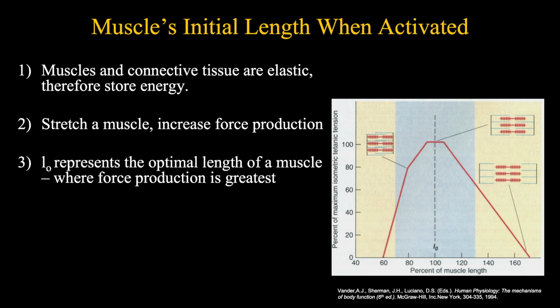Conversely, at about 170% of resting muscle length, there's zero force production. Why? Because the actin and myosin filaments aren't in contact with each other. So there is no opportunity for the myosin head to attach to the active sites on the actin filament. At 100% of resting muscle length, or LO, as represented here by the dashed line, we have maximum force capabilities achieved. Why? Because there's an optimal interaction between the myosin heads and the actin filaments. So we know that muscles and connective tissue are elastic and they therefore store energy. If we stretch a muscle, we're going to increase the force production a little bit. So LO represents the genetically optimal length of a muscle where the force production is going to be the greatest.